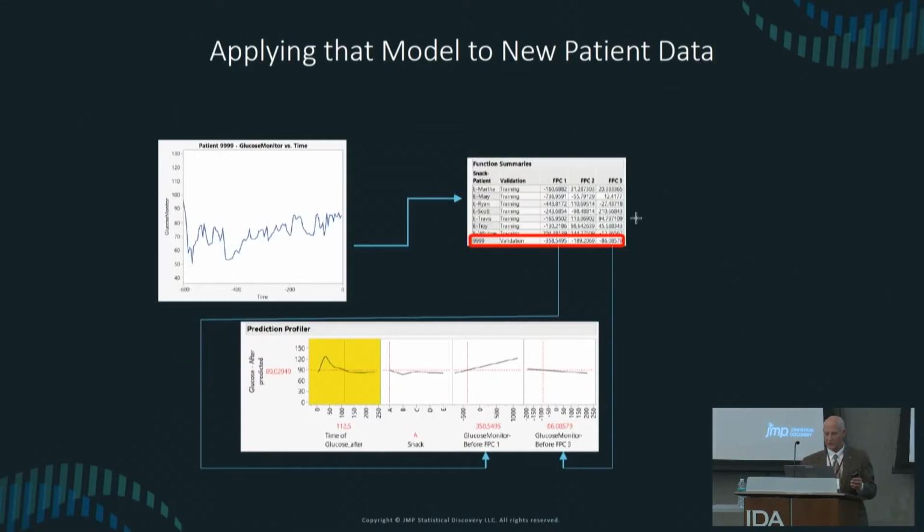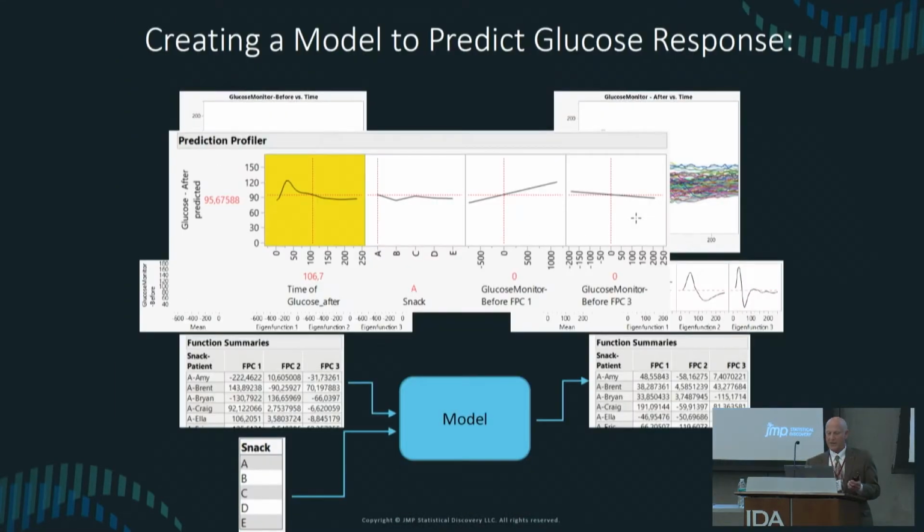This slide, as a PDF, doesn't build, so I'll just have to explain it to you. Behind this plot in the middle are the before curves, and here are the after curves. And these are the function summaries for the before, the snack, and the function summaries for the after. The model we build needs both of these pieces of information to predict the after FPC scores.